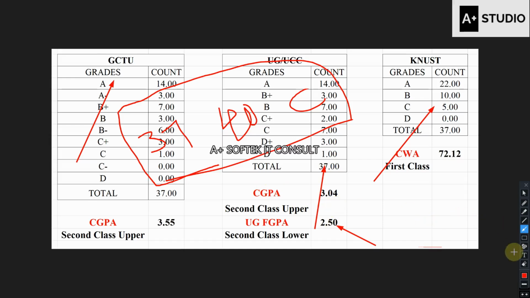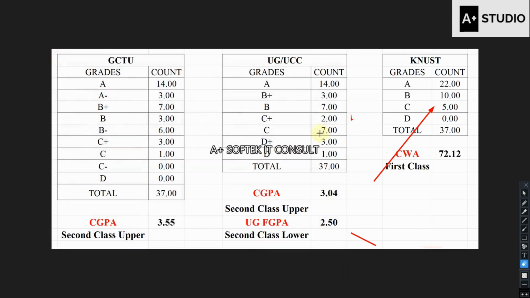That particular system demands that every student should get an A. Without an A, meaning you failed. It is either you get an A or you fail. That is what the University of Ghana system demands from the student.